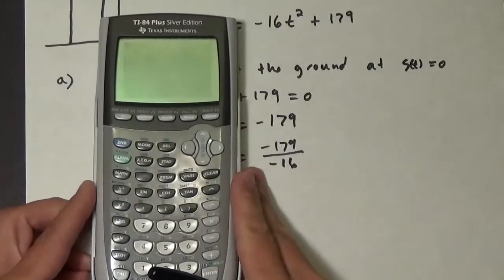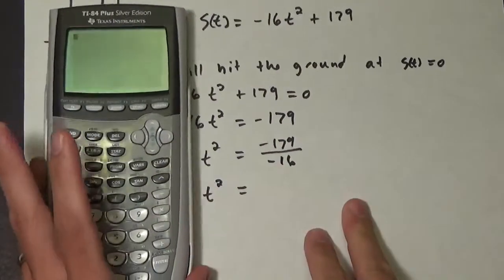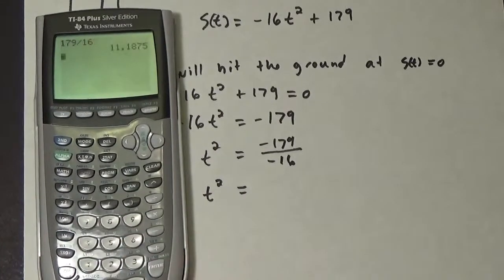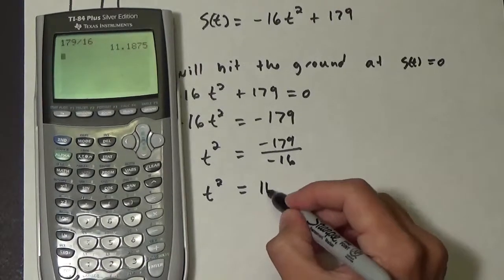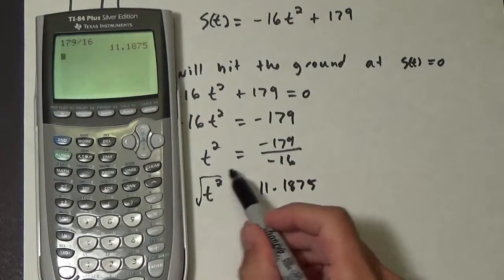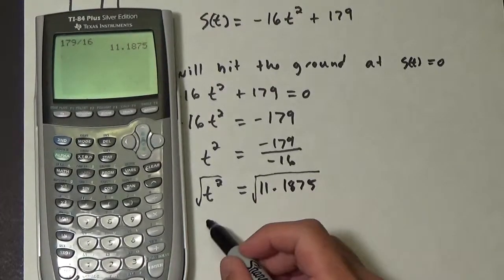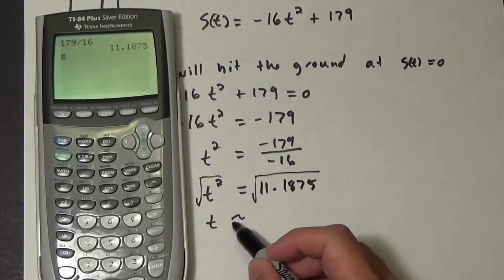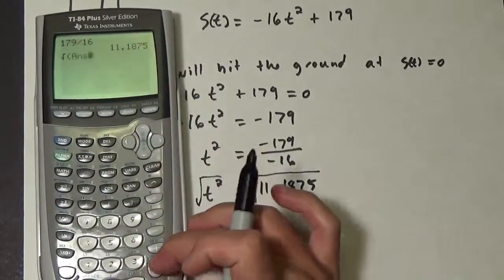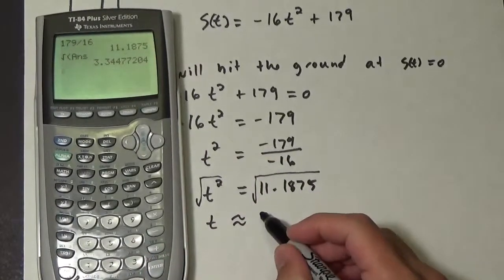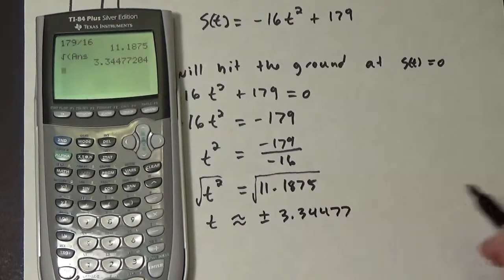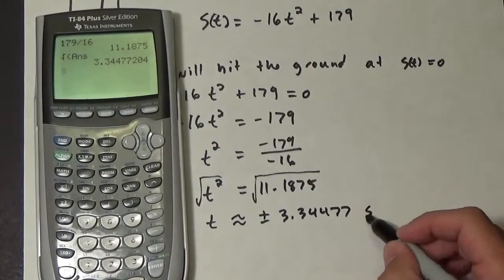Over here, 179 divided by 16 gives us 11.1875. Now that's t squared, so we need to take the square root of it. So t is going to approximately equal, I'm going to take the square root of my answer, approximately plus or minus 3.34477 seconds.